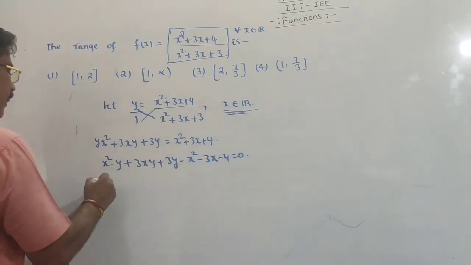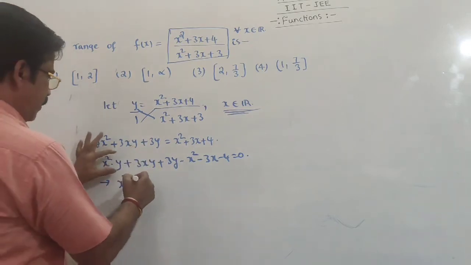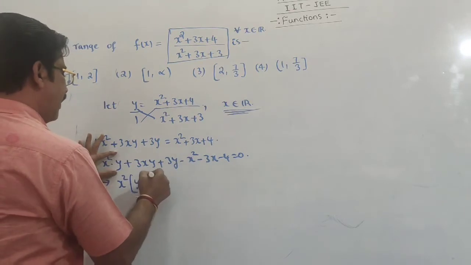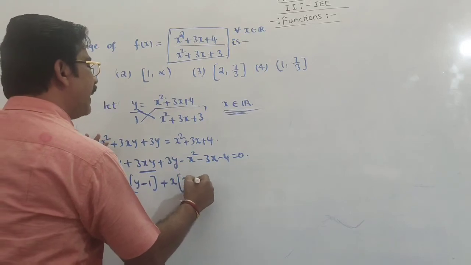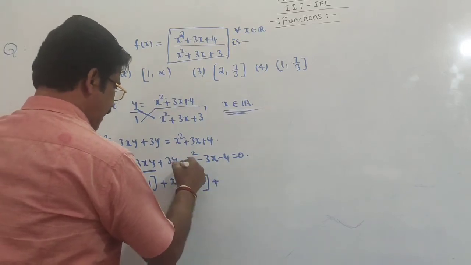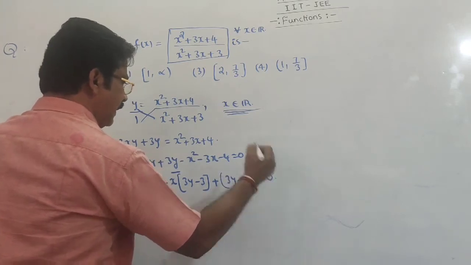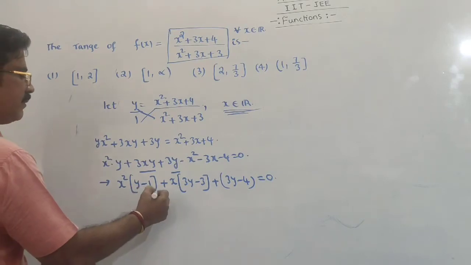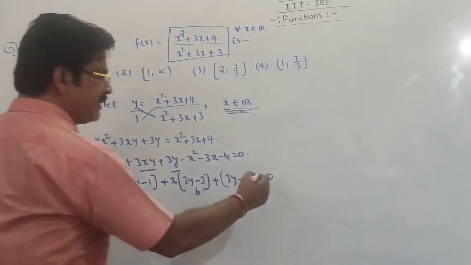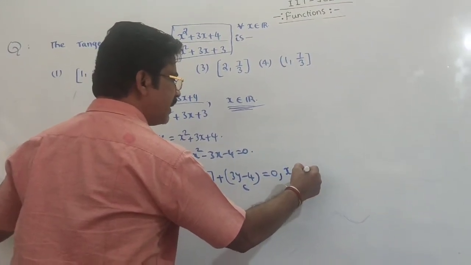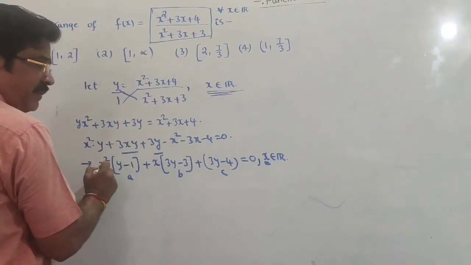is equal to 0. So take x square common: x square into y minus 1 plus x into 3y minus 3 plus 3y minus 4, that is equal to 0. Compare with the quadratic equation ax square plus bx plus c equal to 0. What is x? X belongs to capital R. X means what? Root of this equation.